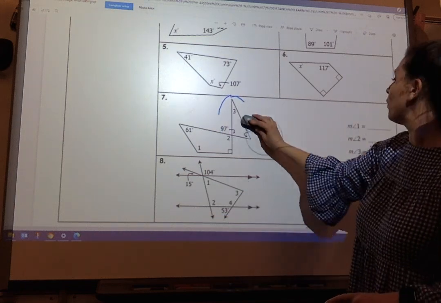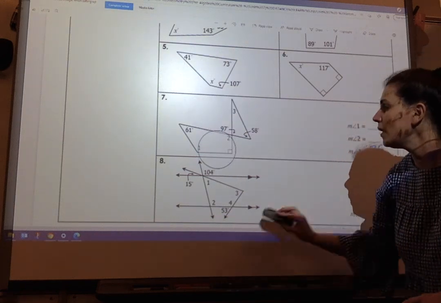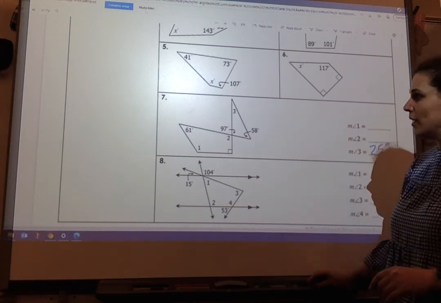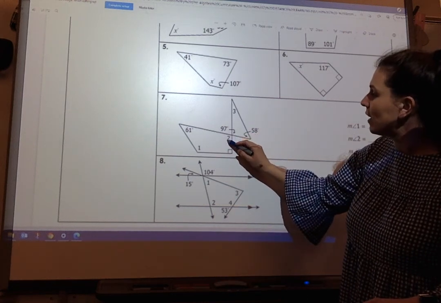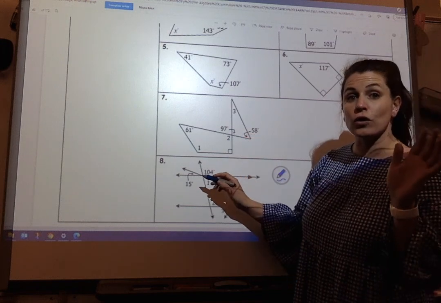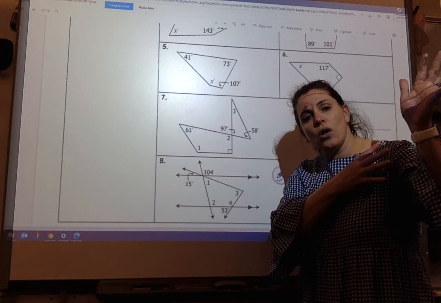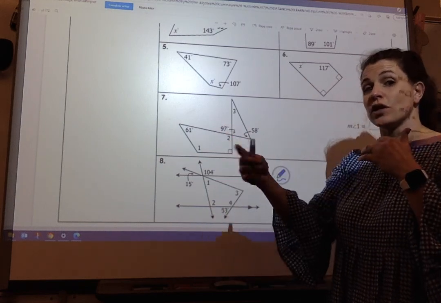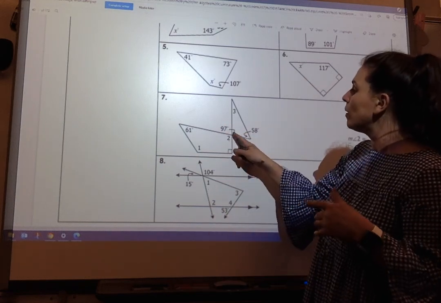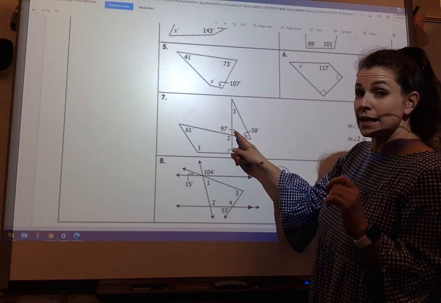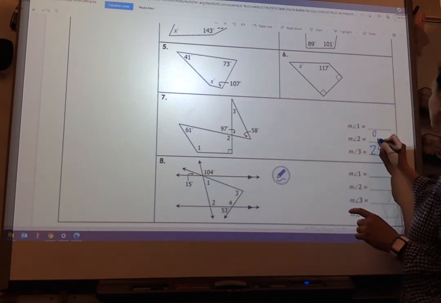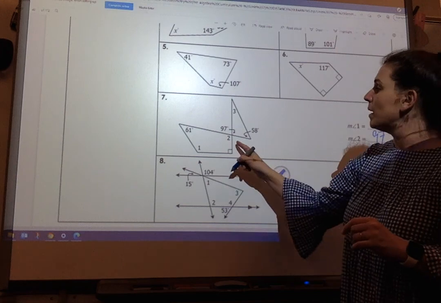Now that I have angle 3 identified, I can go back and look at 1 and 2. I know that 97 and angle 2, what kind of angles are these? Vertical. That vocabulary that we learned at the beginning is going to come all the way through this unit and so on when you get to geometry in the upper school. So hold on to these terms. So if this is 97, angle 2 is 97, that's because of vertical angles.